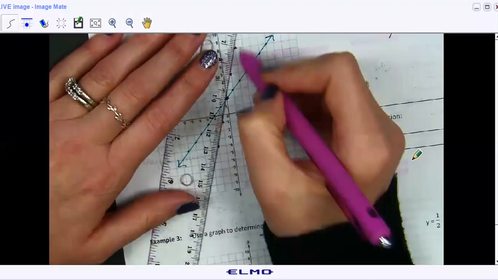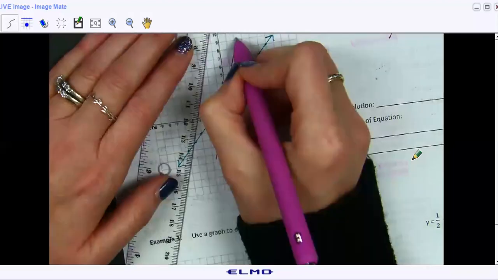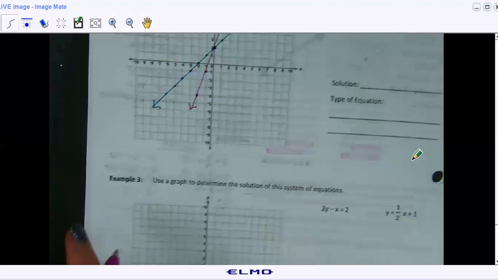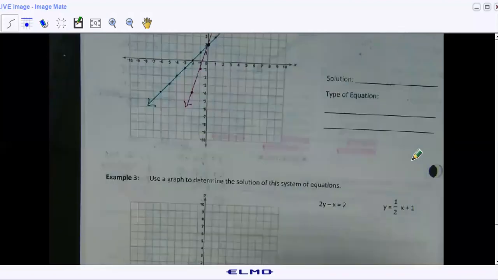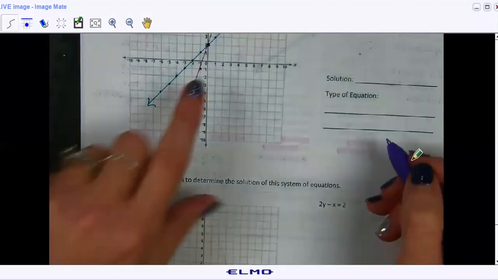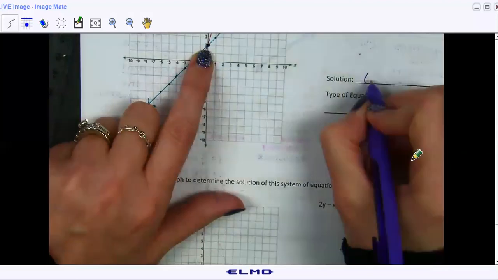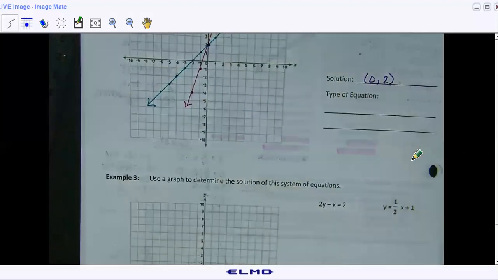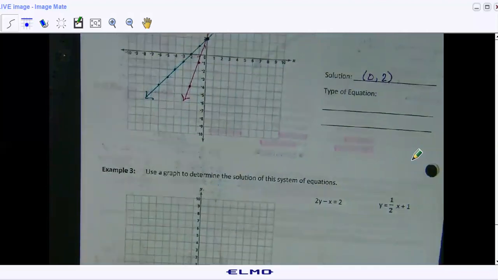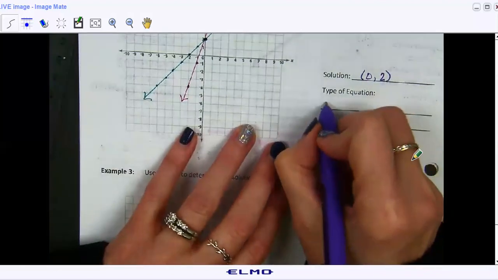Do you want us to check it again? No, we're not going to check this one. I just wanted to show you so you knew how to do it. Our solution is where they intersect. They intersect at 0, 2. And the type of equation where they intersect at one point, what did we call those? Consistent and independent. So let's write that here.